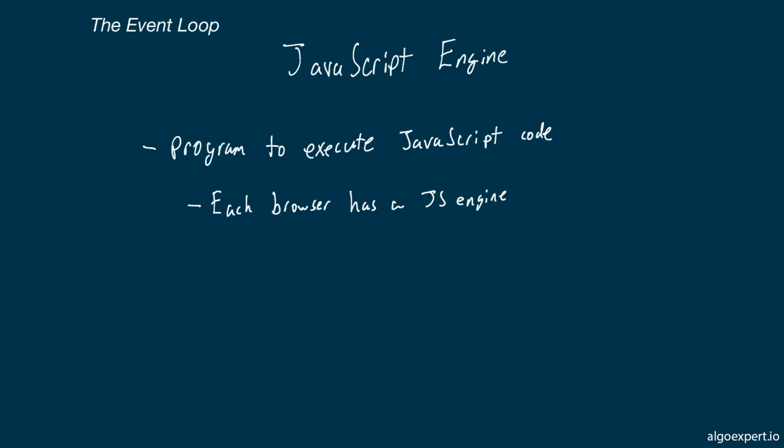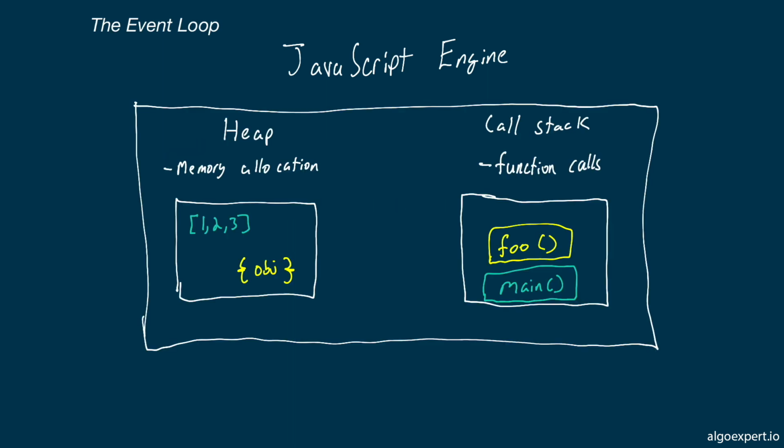So first, let's take a look at something known as the JavaScript engine, which is simply a program that is able to execute JavaScript code. Each browser has a JavaScript engine. For example, Chrome has the V8 engine. While these are fairly complex programs, JavaScript engines have two primary components, the heap and the call stack.